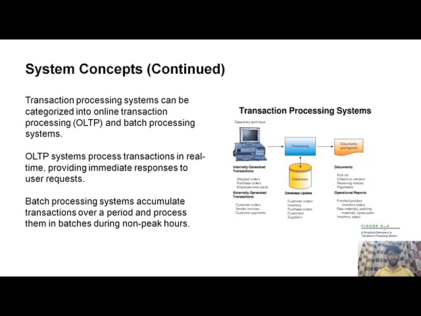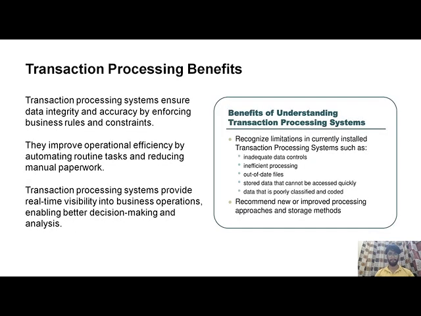Transaction processing systems can be categorized into online transaction processing (OLTP) and batch processing systems. OLTP systems process transactions in real time, providing immediate responses to user requests. Batch processing systems accumulate transactions over a period and process them in batches during non-peak hours.